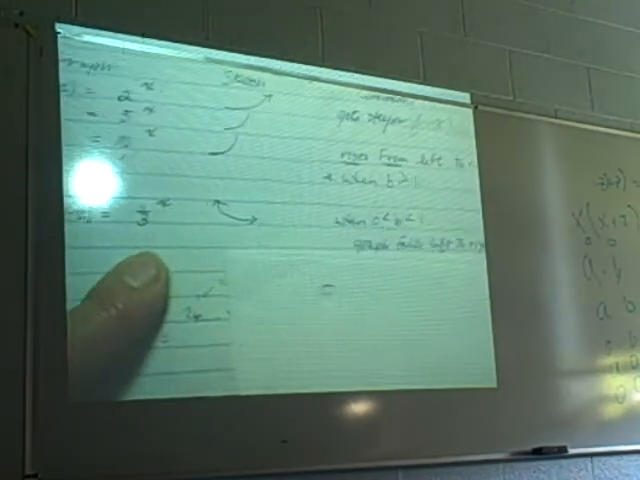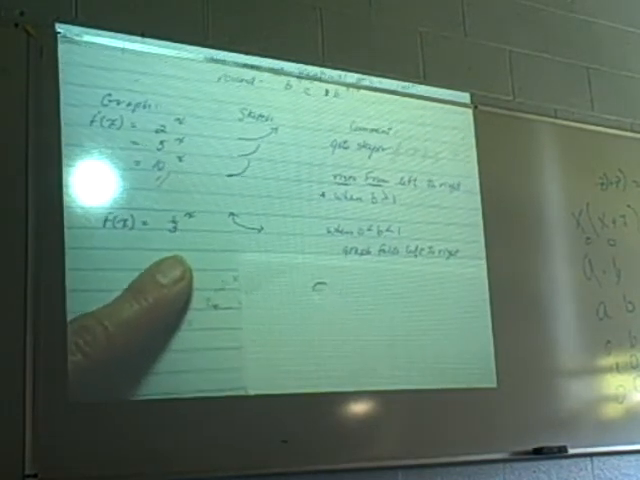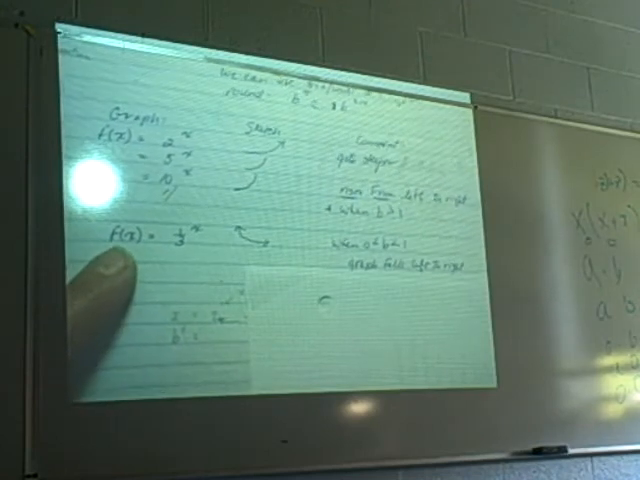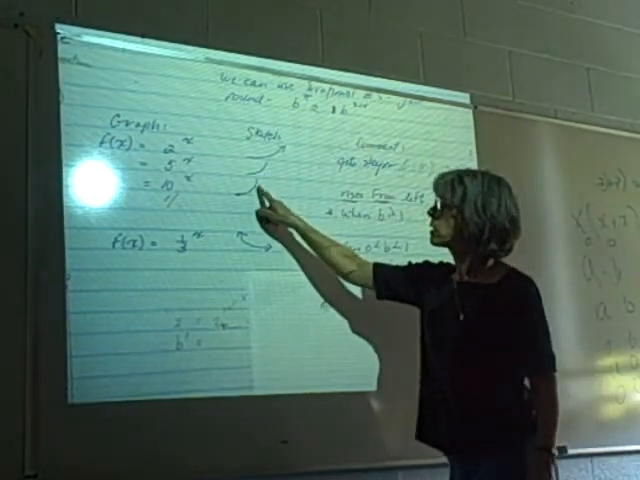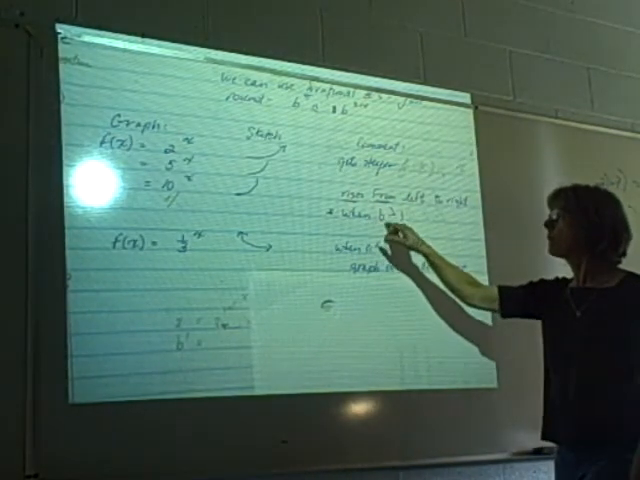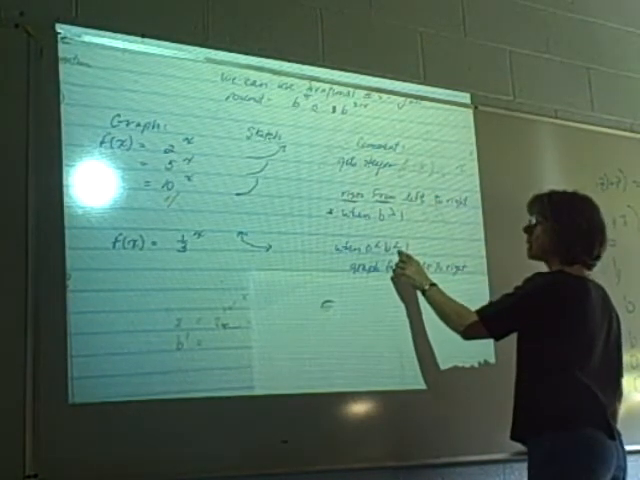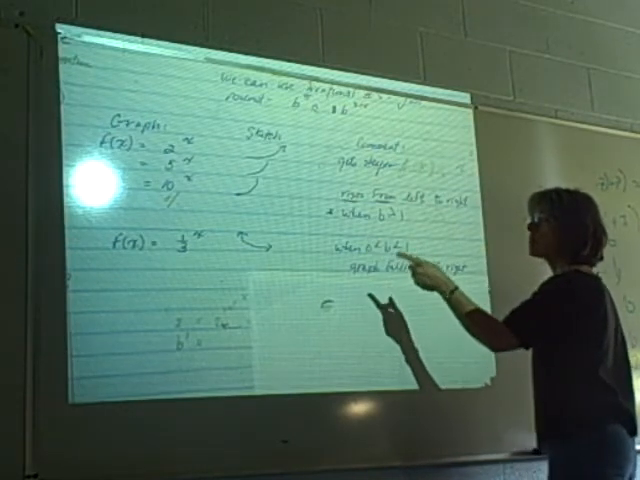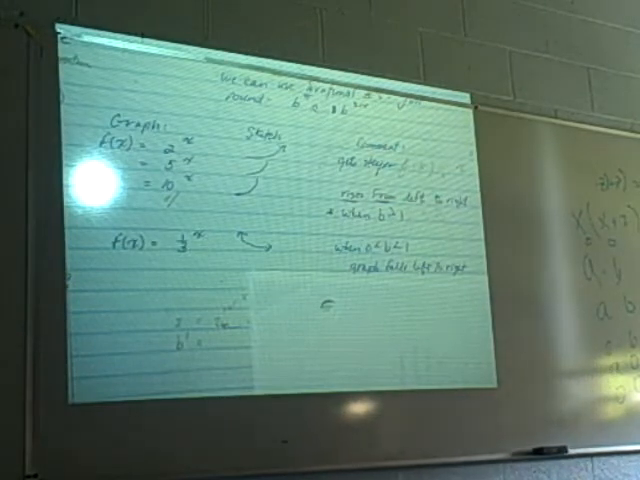Our notes should comment. Let me zoom in. Can you see that? When we have 2 to the x, we have a sketch. It doesn't cross the x-axis. It's going to get steeper, and it's rising from left to right when b is greater than 1. And when b is less than 1 but greater than 0, the graph falls from left to right.